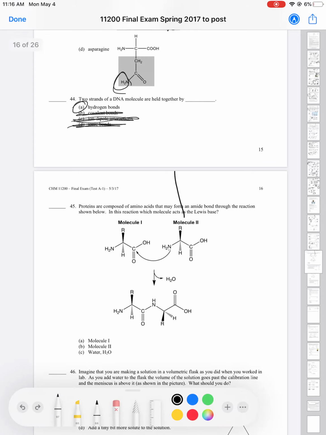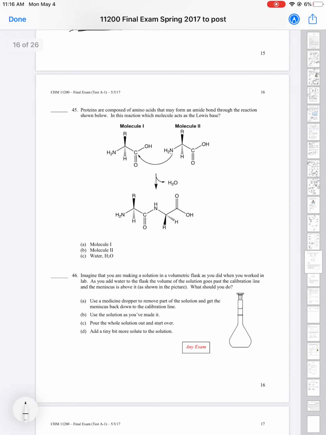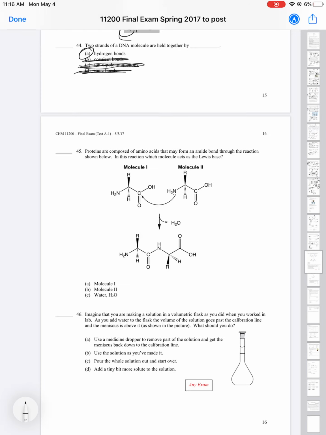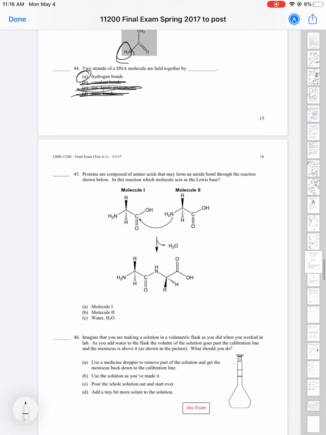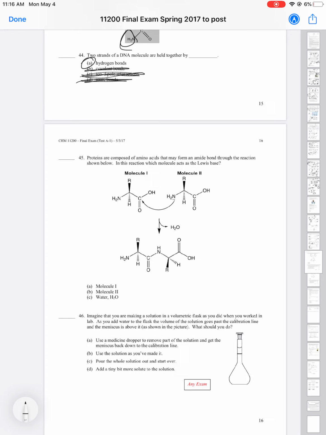Those are a bit stronger too. But yeah, hydrogen bonds. They're strong bonds that are present in DNA, but they're not so strong that they can't be broken.